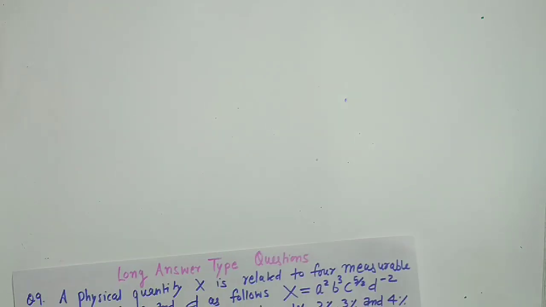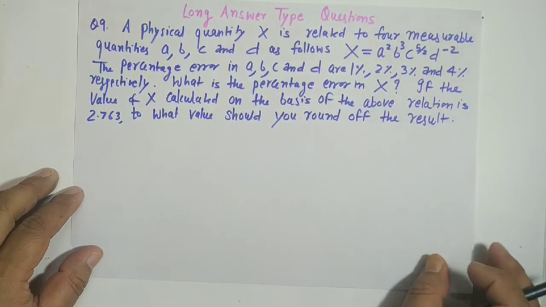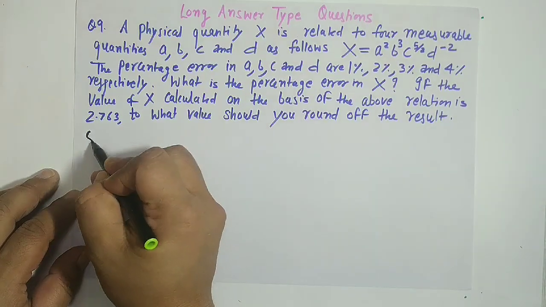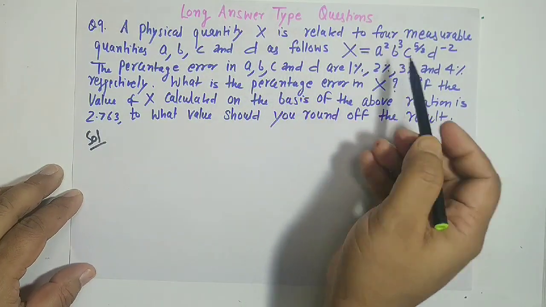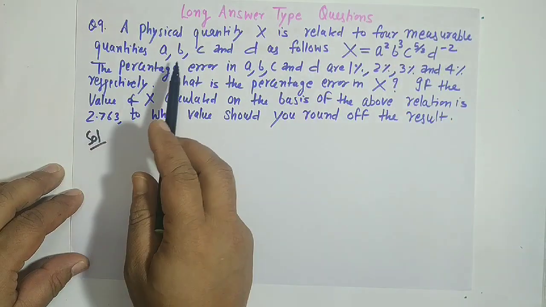Now coming to question number 9. Question number 9, all of you know this is related with errors. A physical quantity X is related to 4 measurable quantities A, B, C, D.